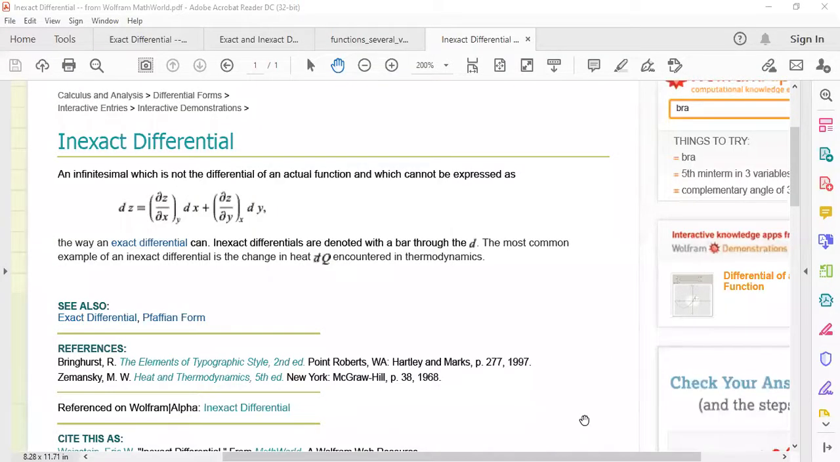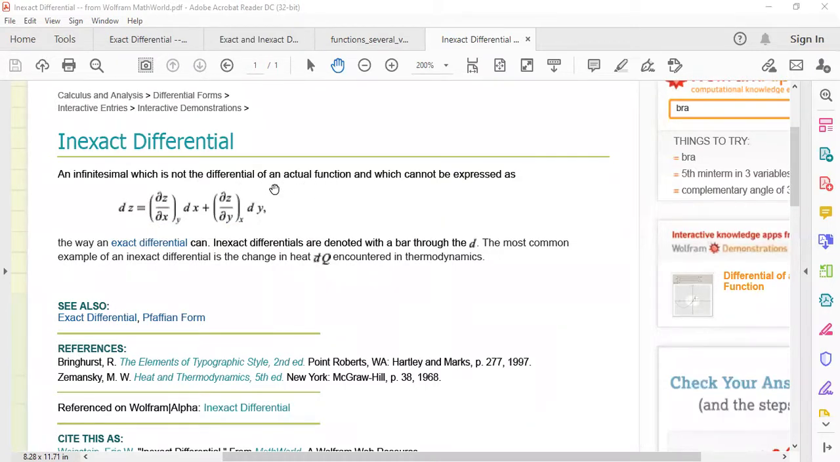So what is an inexact differential? Inexact differentials have an infinitesimal which is not the differential of an actual function, that is, which cannot be expressed in this form. Exact differentials are denoted by dF, unlike the inexact differential. For example, this is not the differential of an actual function.